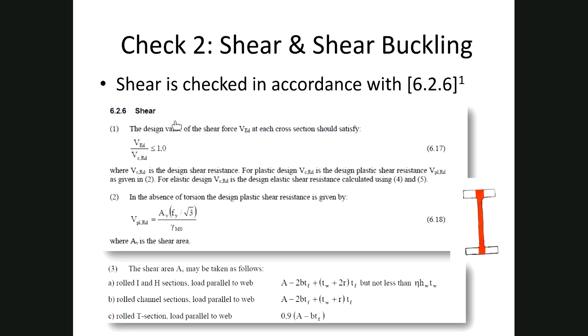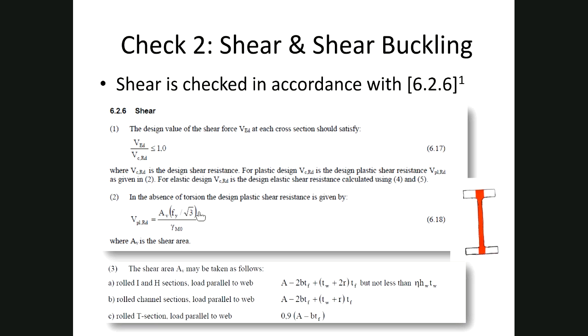For the shear design, the shear force on the cross section has to satisfy this equation, which is effectively the demand divided by the capacity, and it should be less than or equal to one. So the shear design force divided by our plastic shear resistance should be less than or equal to one, where the plastic resistance is given by the shear area times the nominal yield strength divided by the square root of 3, all divided by the material factor of safety. So Fy divided by root 3.